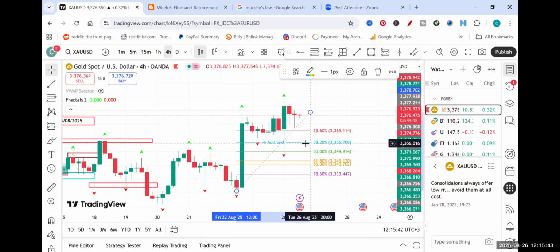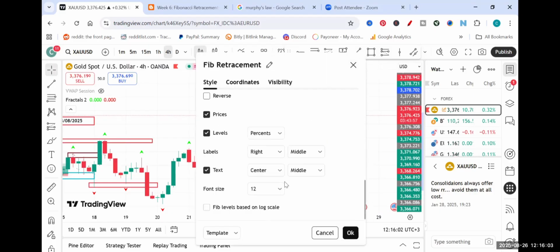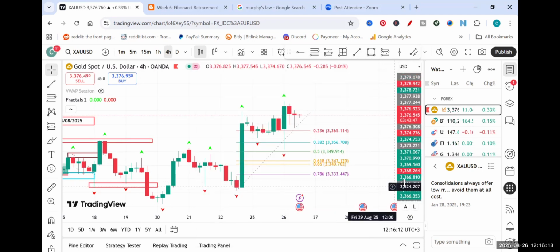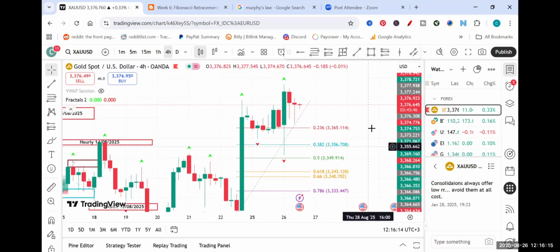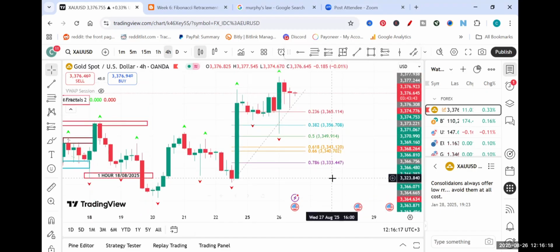0.0236 is just the same as 23.60%, 38.20%, 50%, 61.8%, 66 percent, and 78.60%. You can have it in percentage form, like in the notes, or in value form. Personally, I like the value form, and these others you can just customize on your own. I don't know if you have any question up to there, because I want to show you now how to use the Fibonacci levels.